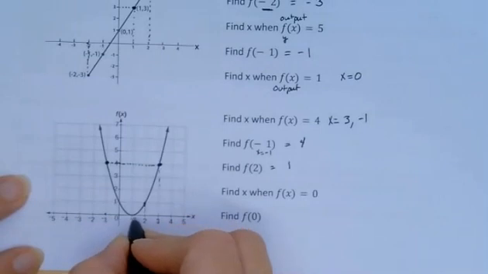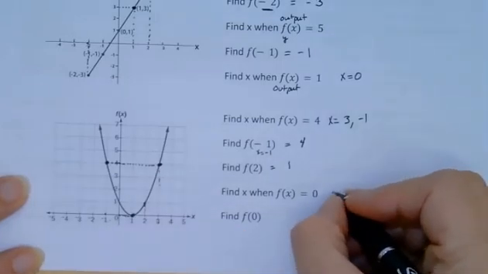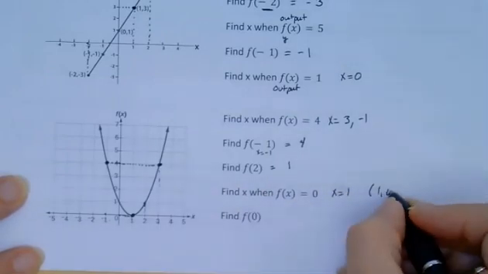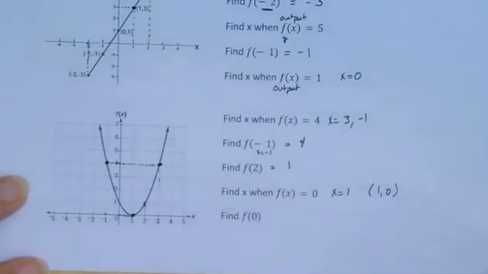This is the f of x equals 0, and so I dot over, and I can see that x had to equal 1. If x equals 1, the f of x is 0, right? So x equals 1 here. That ordered pair would be 1, 0. So when I plug in 1, my output is 0.